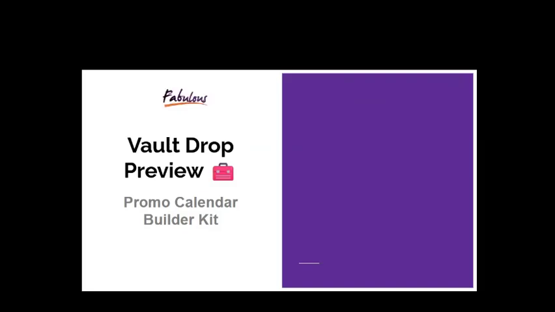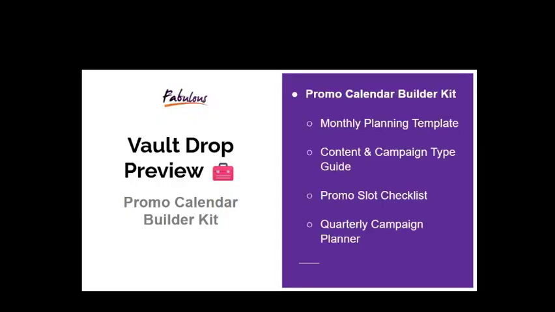Okay, now let's talk about today's vault drop. I want to give you a preview of what it consists of. It's called the Promo Calendar Builder Kit. All right, you can find it inside the Fabulous Marketer Academy community in the resources section under show episodes resource vault. Okay, so inside that vault, you're going to get 4 different things. First, the monthly planning template. You'll get a content and campaign type guide, a promo slot checklist, and then a quarterly campaign planner.